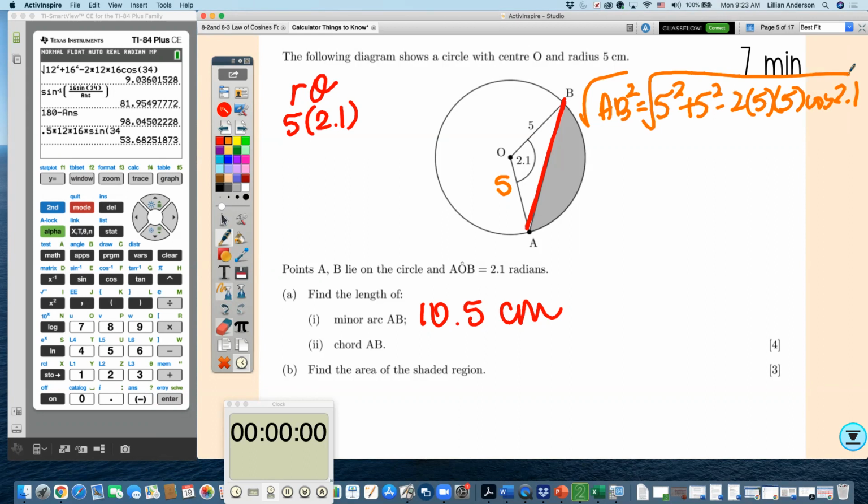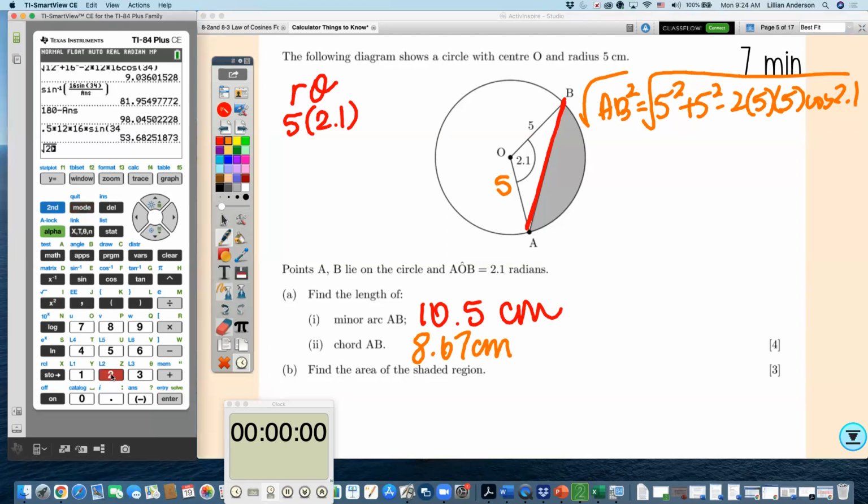Zach, what did you get? I got 8.67. Very good. 8.67. And don't forget about your units, so that'd be centimeters. I'm just typing this in to make sure that if I need to use it. Oh, I did 50. There we go. Now I need to find the area of my shaded region.